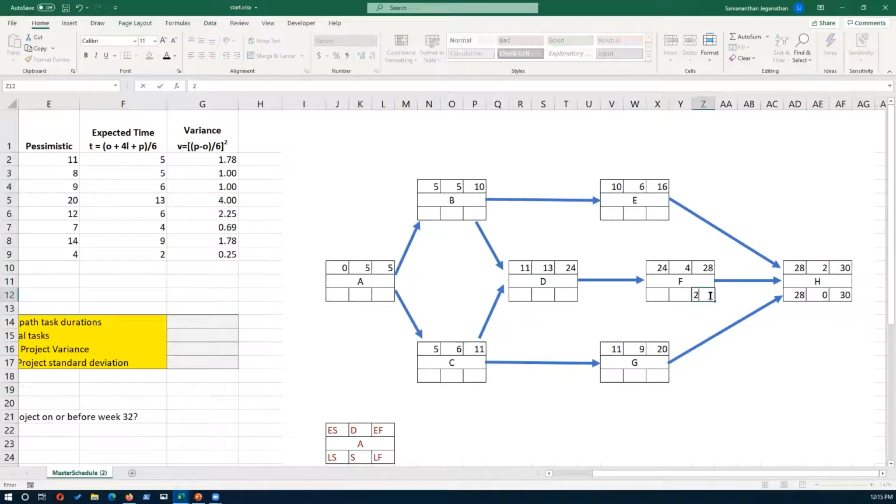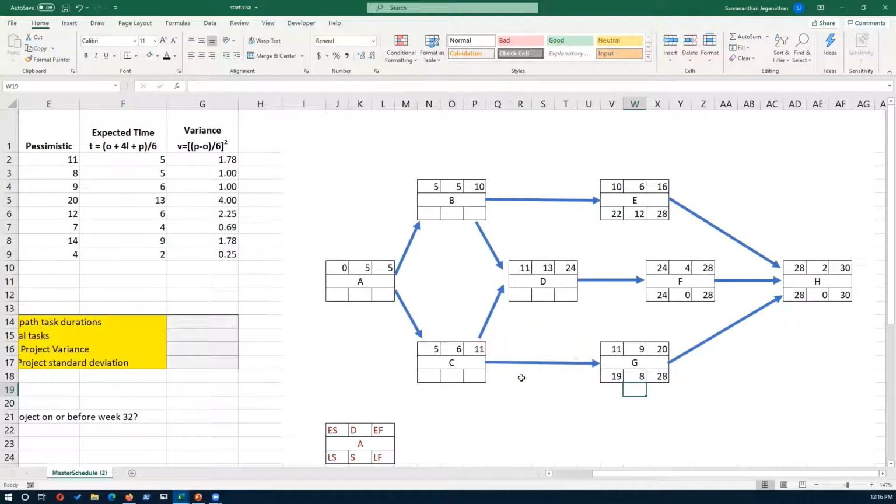And here it's 28. 28 here as well. And 28 here. Because all of these tasks need to finish by 28th week for this to start on schedule. So then you work backwards. So 28 minus 4 is 24. And the slack is 0. And 28 minus 6 is 22. Slack is 12. And here 28 minus 9 is 19. So slack there is 8.